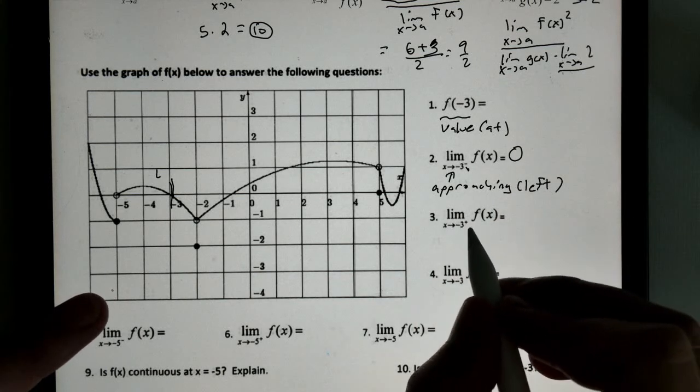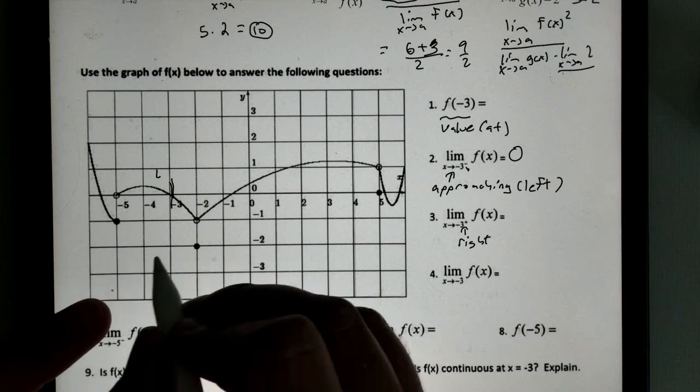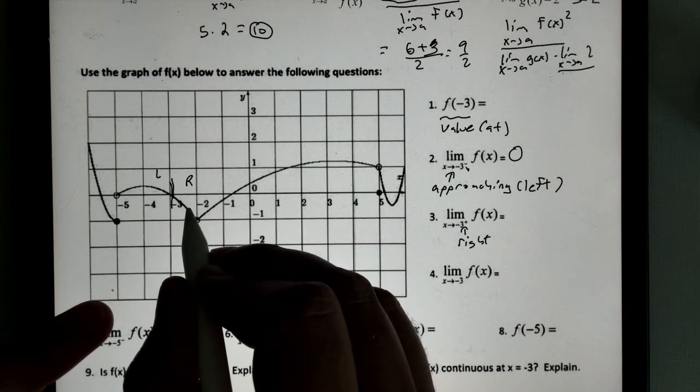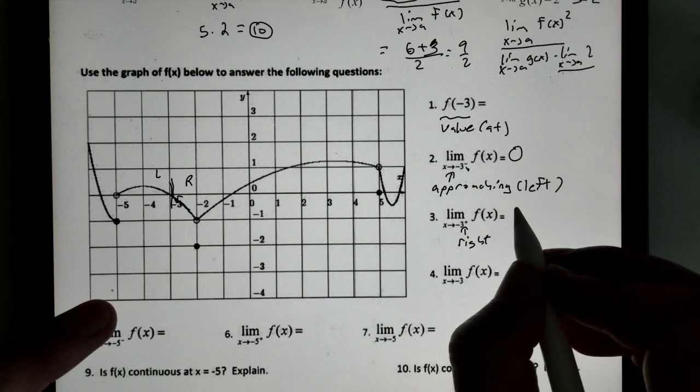And for the next one, same thing. But this one says now I'm approaching from the right side. So now if I look over here, here's the right side. I'm approaching from the right. My values are also getting closer to 0.